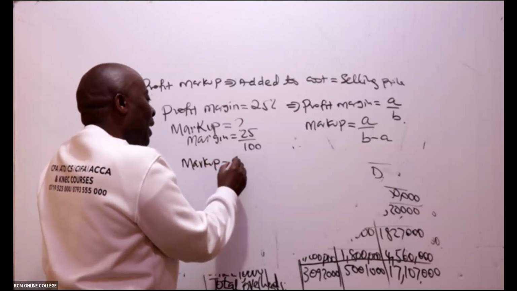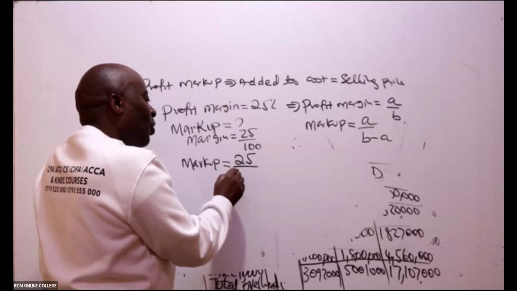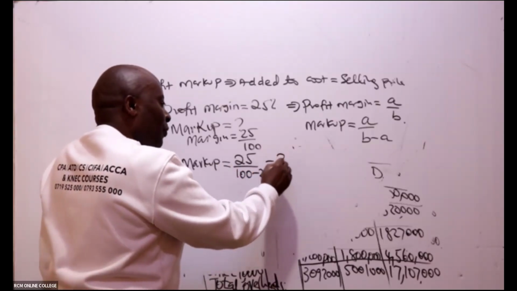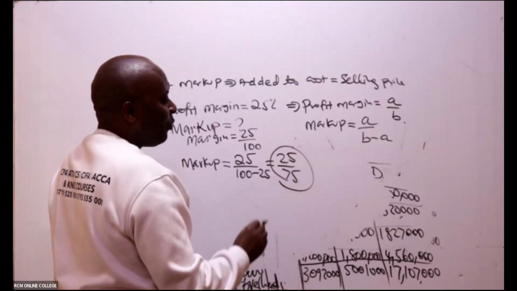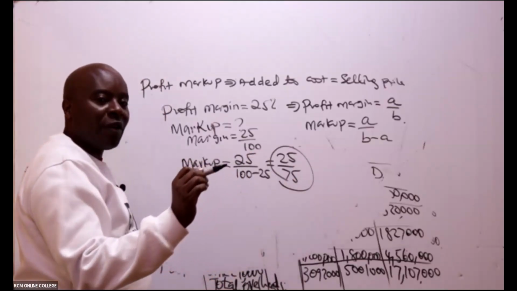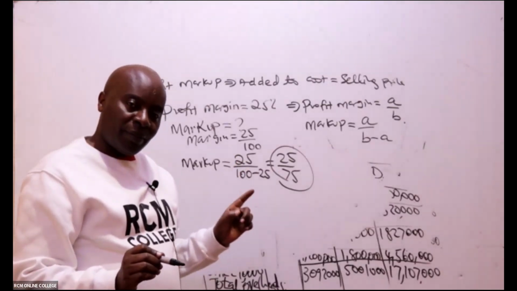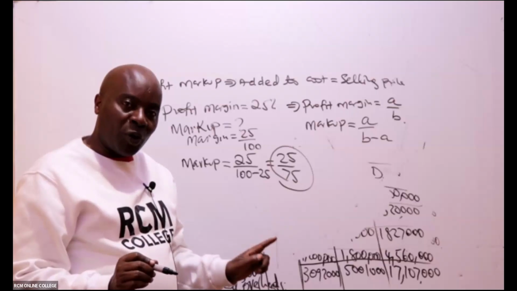Markup yana makalio madogo. So utakuja useme hapa 25 over 100, you deduct that 25. So it will be 25 over 75. This is the correct answer. If you want, you can divide those fives or whatever, but even if you leave it that way, you will always be correct. And this is really there in your exams throughout.